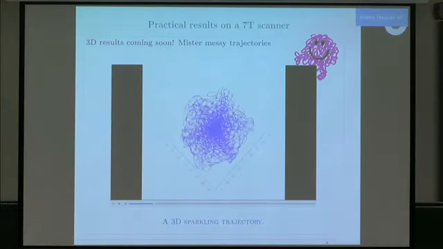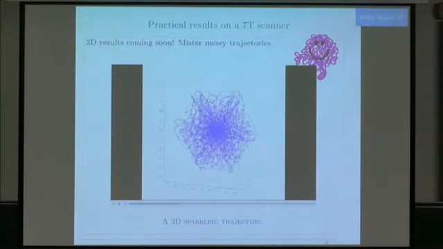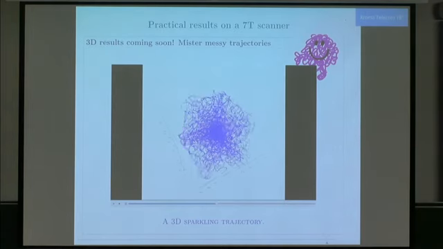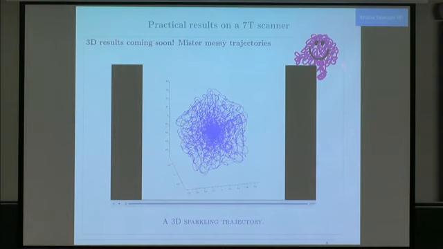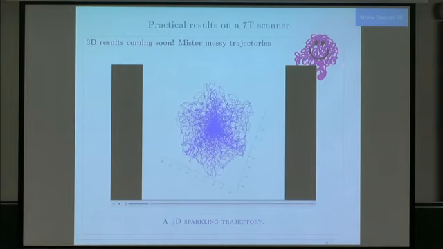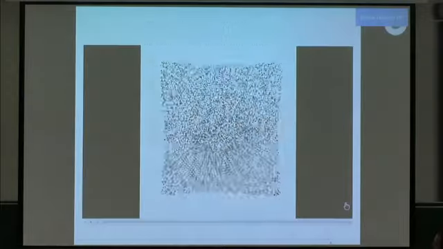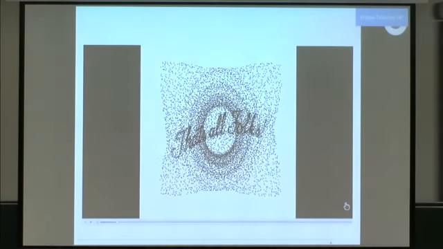Right now we are working hard on making the thing work in 3D. So this is our first 3D sampling trajectory. It's very complicated, and here you cannot reproduce this with spirals. We call them Mr. Messy trajectory. And that's basically the end of my talk. Thank you very much.